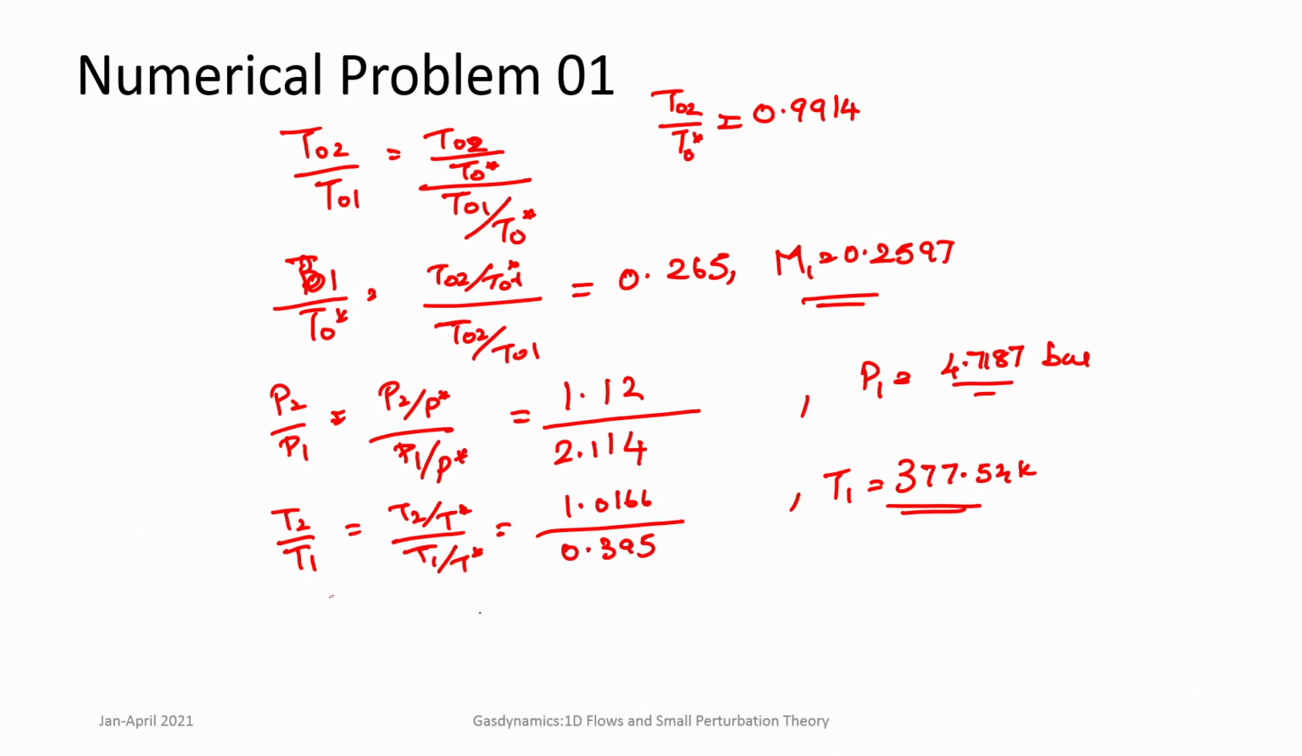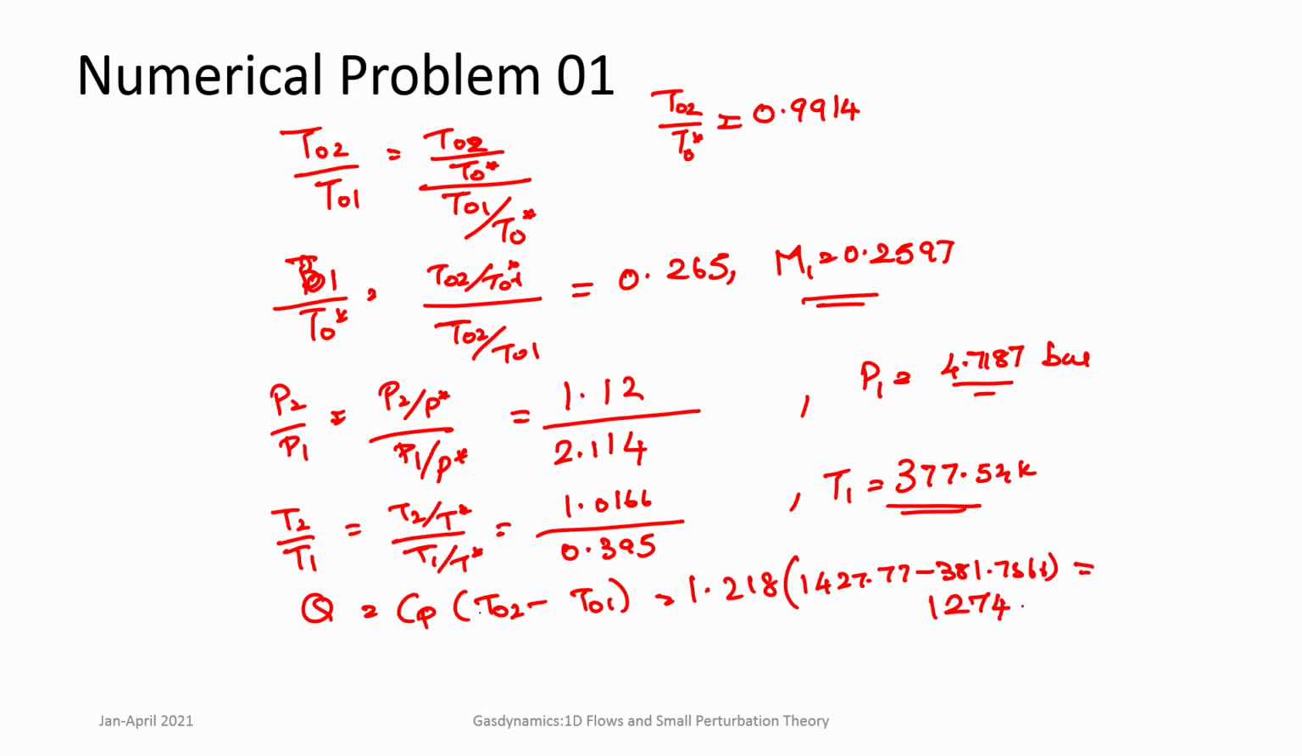What is the amount of heat added? Q is Cp multiplied by T02 minus T01. In this case, it is 1.218 multiplied by 1427.77 minus 381.7566, which turns out to be 1274.04 kilojoules per kg. So, this is the amount of heat added.